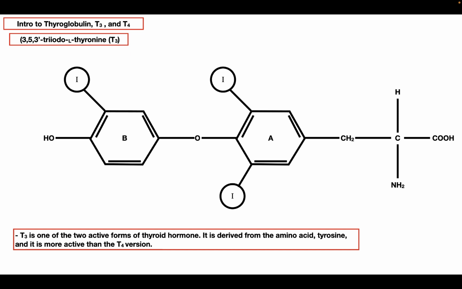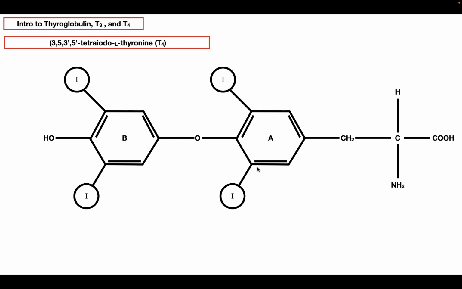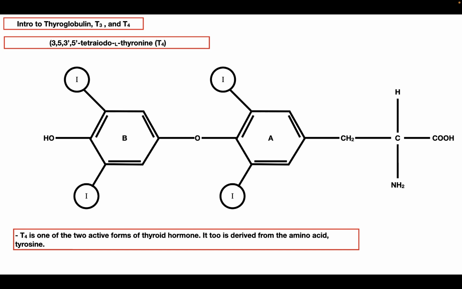Now let's take a look at the T4 version. This is the T4 version of thyroid hormone, and the reason why it's called T4 is because we have two iodines connected to both rings. So we have two iodines connected to the B ring and two iodines connected to the A ring. Just like the T3 hormone, T4 is also derived from the amino acid tyrosine. So T3 and T4 are the active forms of thyroid hormone.